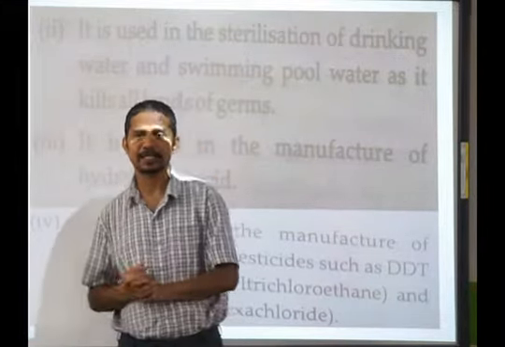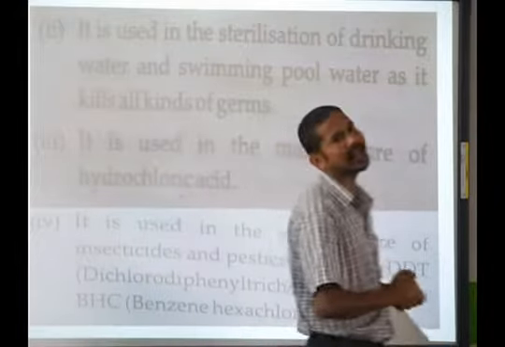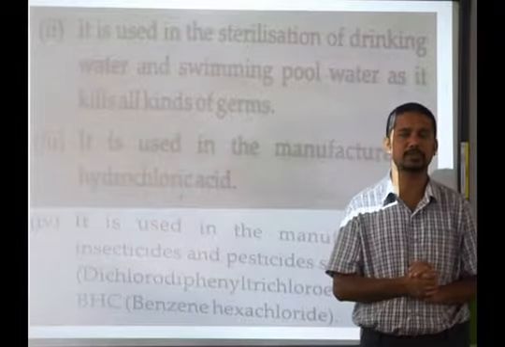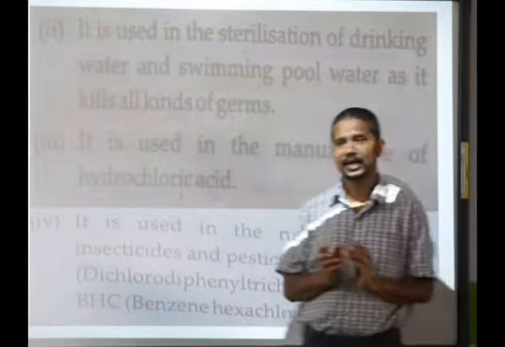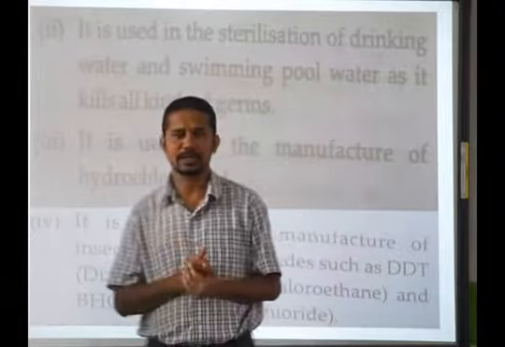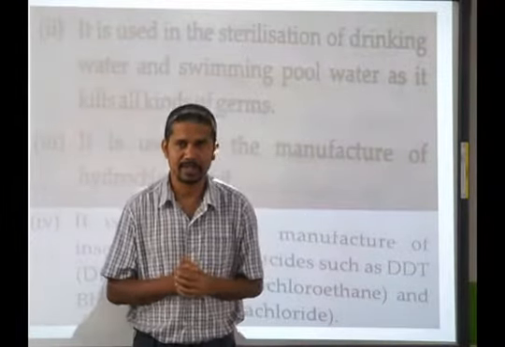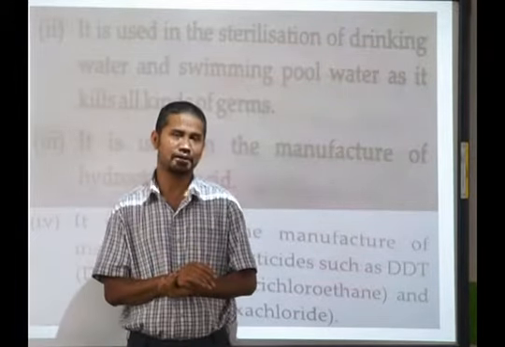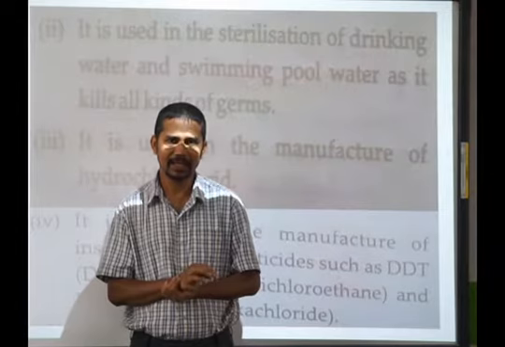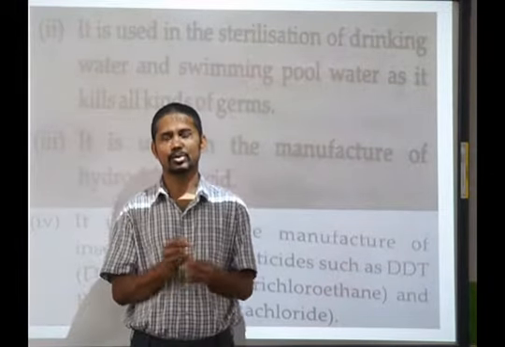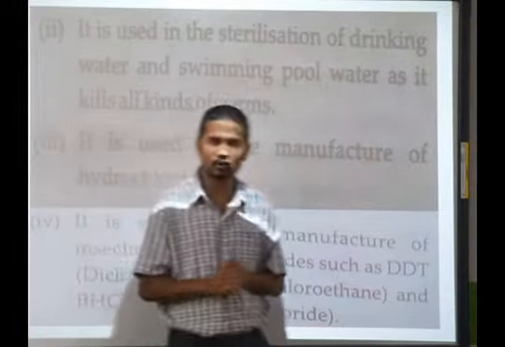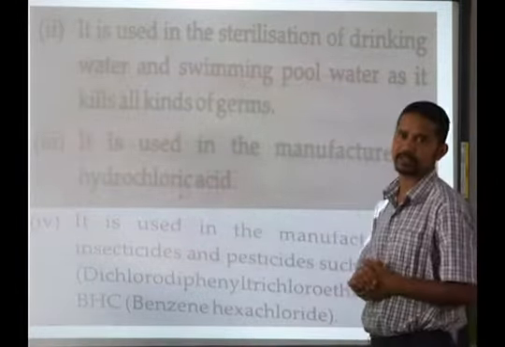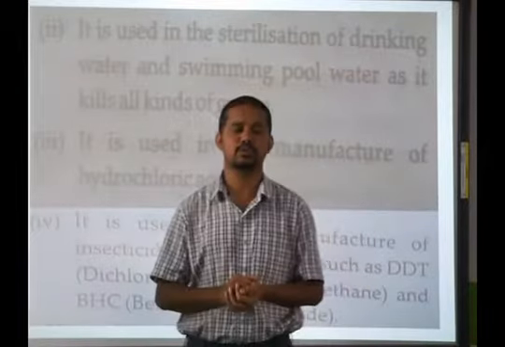It is chlorinated water because there is a chlorination tank. So it is chlorinated water, that means water free from germs. Because chlorine, as I have said, is a poisonous gas, this poisonous gas can kill all kinds of germs. So the water that we are drinking is chlorinated water, and the water used in a swimming pool is also chlorinated, so that the germs may not grow.